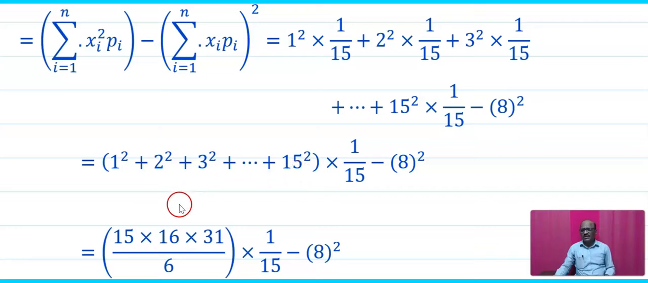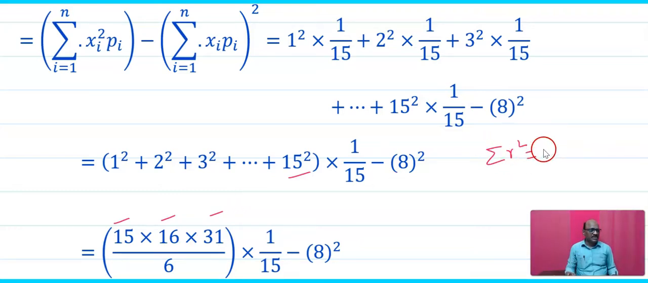Then the summation of r square is n into (n plus 1) into (2n plus 1) upon 6. But what is the value of n here? n is 15. n plus 1 means 15 plus 1. And next is 2n plus 1, that is 15 into 2, 30, 30 plus 1, which is 31, upon 6. That is the summation of r square.